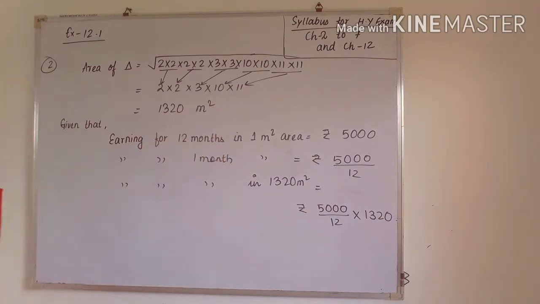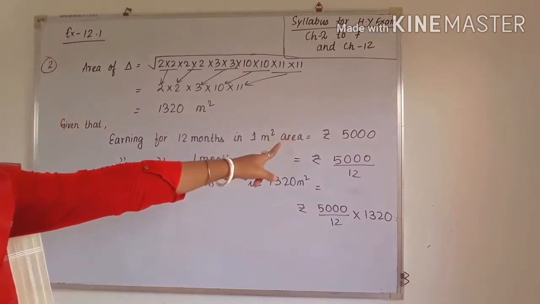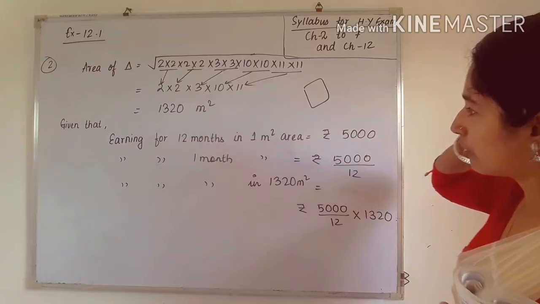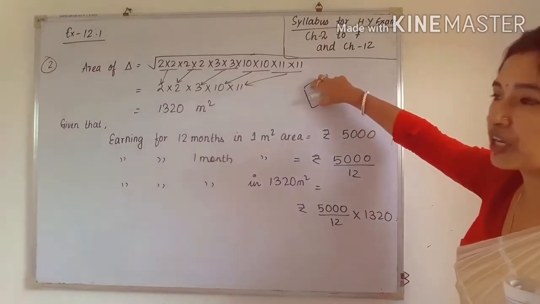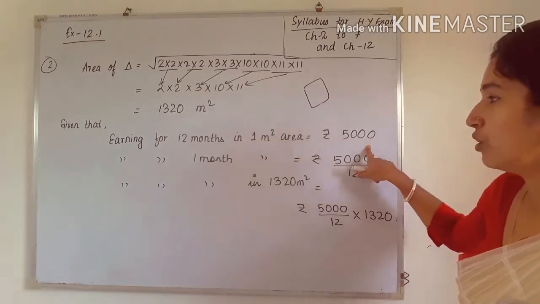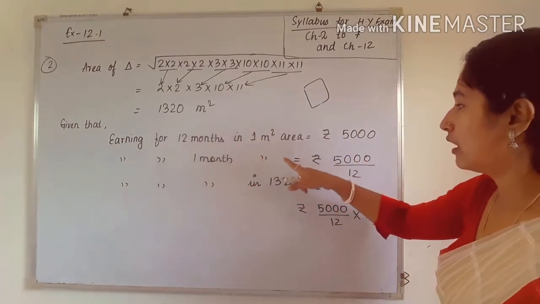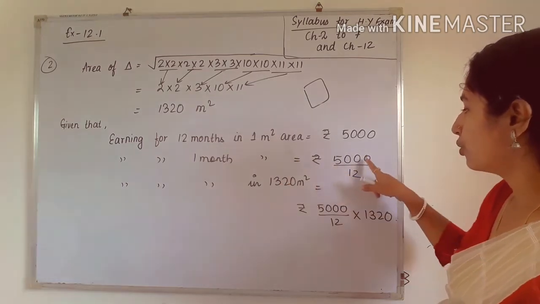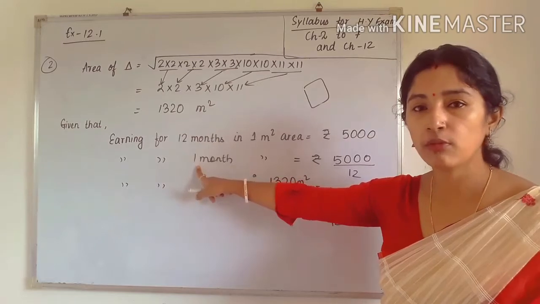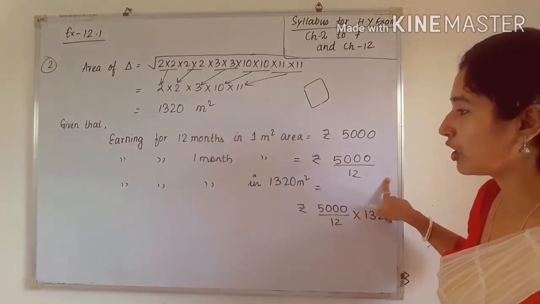So now what was given, see, given that earning for 12 months in 1 meter square area was rupees 5000. Suppose this is 1 meter square area. For advertising in this much area for 12 months it costs rupees 5000. So what will be the earning for 1 month? Earning for 1 month in 1 meter square area will be rupees 5000 by 12, because if you want to find for 1 month you have to divide it by 12.